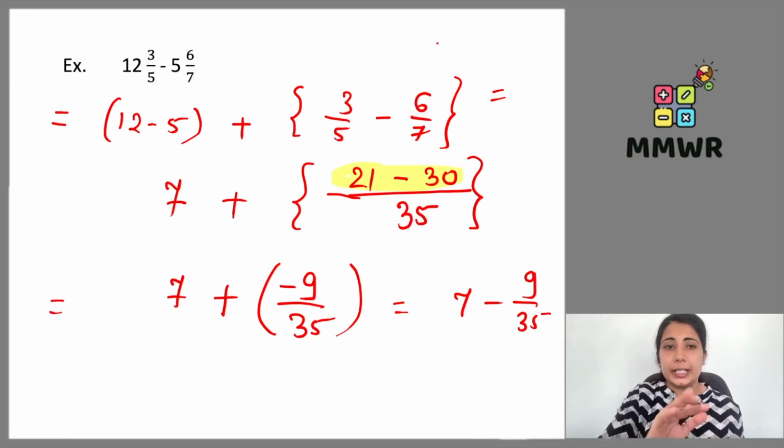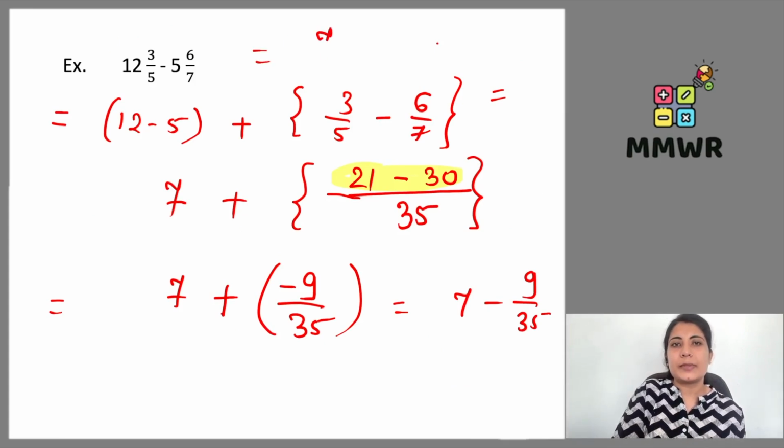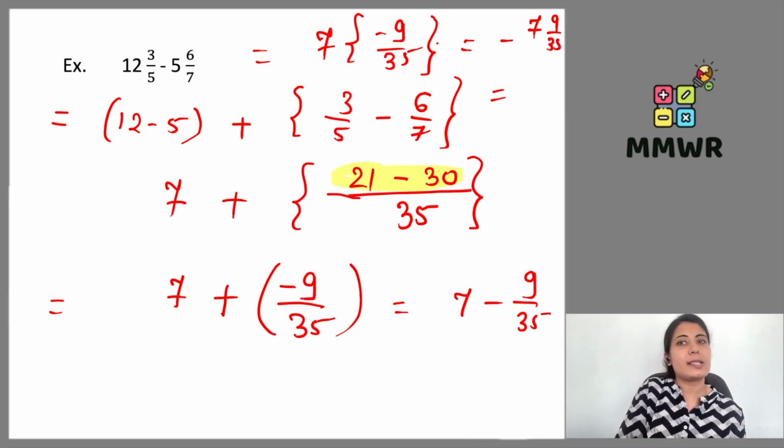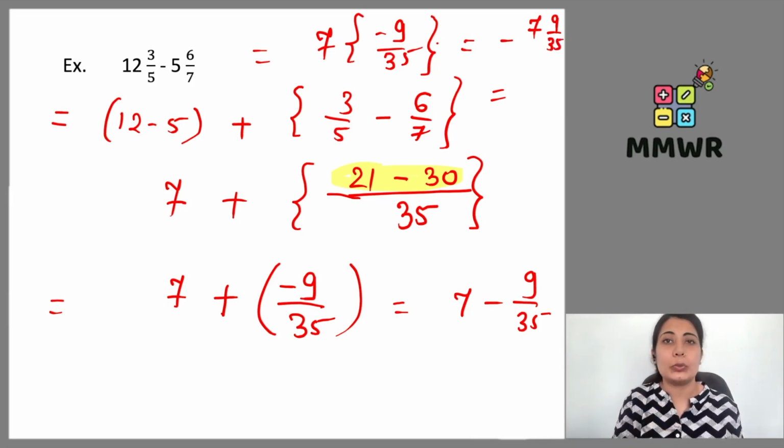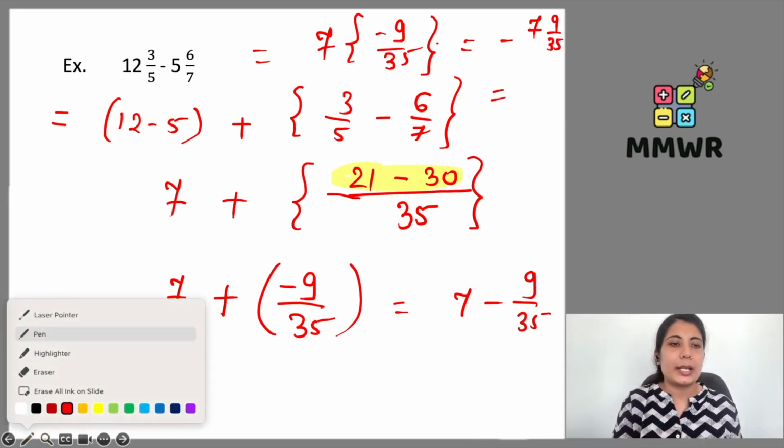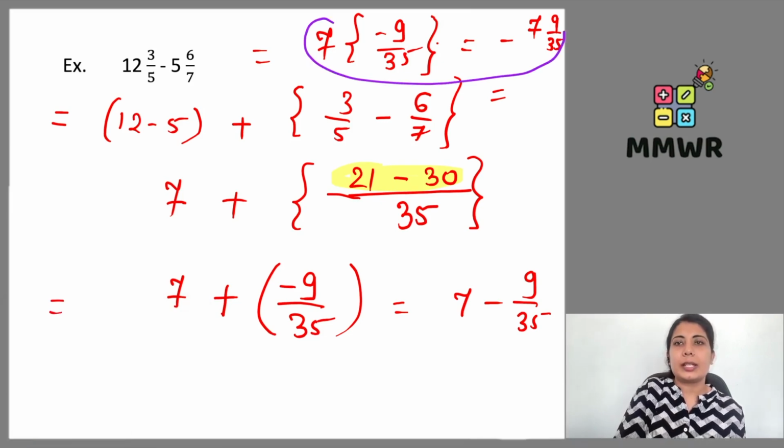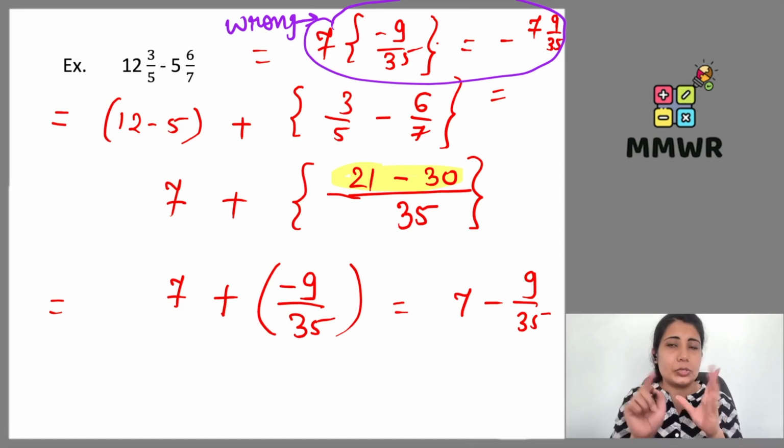But here, if you are simplifying this in this way, 7 and from the bracket you are getting minus 9 upon 35, and then you are writing it this way, minus 7 9 upon 35. This is the wrong way to calculate. This is not the correct answer. Okay. So this is the incorrect one. Wrong. How we will be doing that I will be showing you. You never have to do it this way.